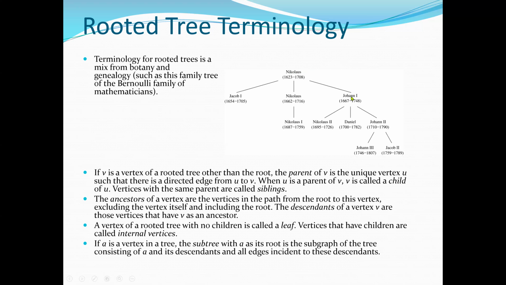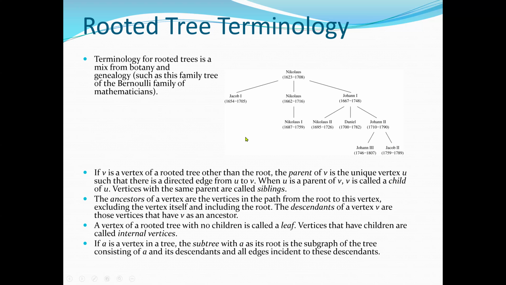Or Johann 1 also. The descendants of Johann 1 can be Nicholas 2, Daniel, and Johann 2. Johann 2's descendants can be Johann 3 and Jacob 2. Jacob 2's ancestor will be Johann 2, and Jacob 2's ancestor also can be Johann 1.